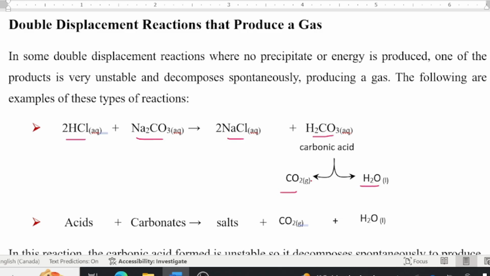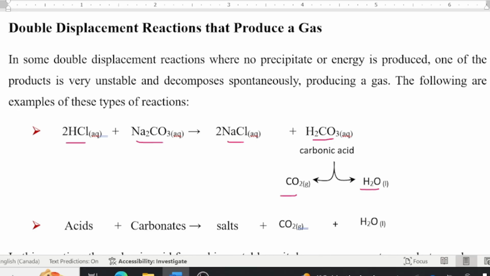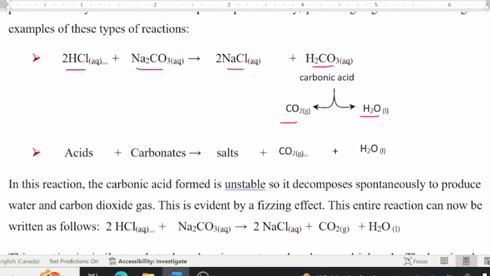Same thing you see when you have vinegar reacting with baking powder at home, right? So this is what happens. The effervescence is because of the carbon dioxide that is produced there.